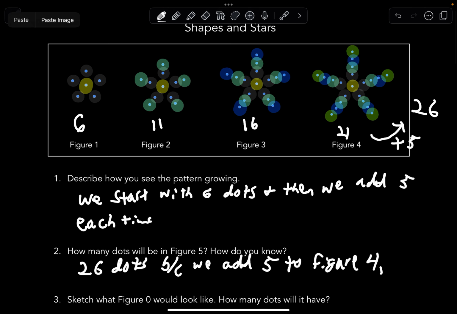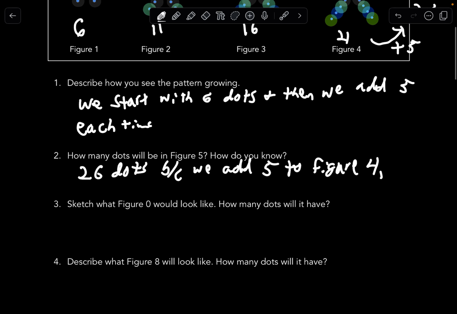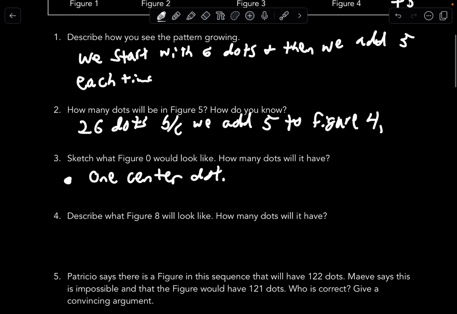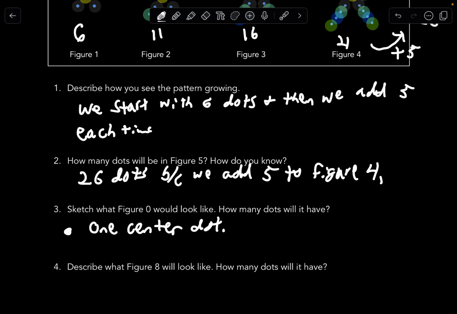So if we keep adding 5, right? Going to the right, we could subtract 5 going to the left, and that would be just 1 dot. Okay? 1 center dot. We then add 5. How many dots will it have? Okay, 1 center dot. Okay. The one that's yellow, I guess you could say.